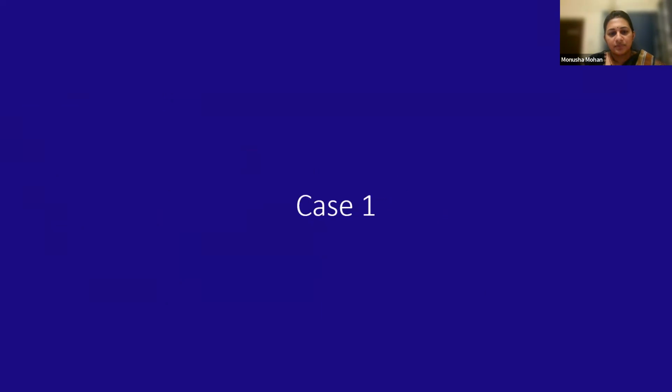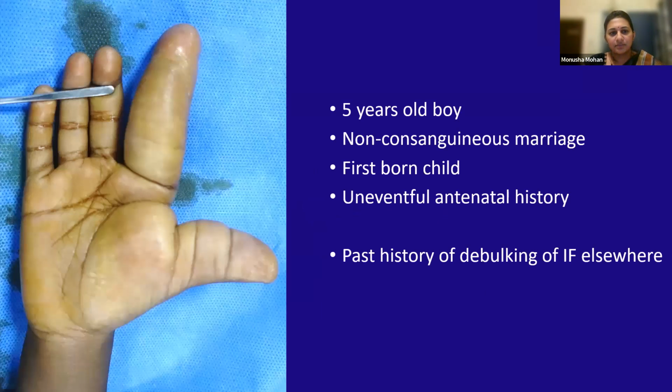So the first case that I have selected for case discussion is a 5-year-old boy. As a firstborn child to his parents. It was a non-consanguineous marriage. We took a detailed antenatal history and we couldn't find anything significant in it. And the parents said that he has had one episode of debulking of the index finger elsewhere. And if you ask me what the parents thought about the options for the index finger management, I would say they were okay with even removal of the digit.